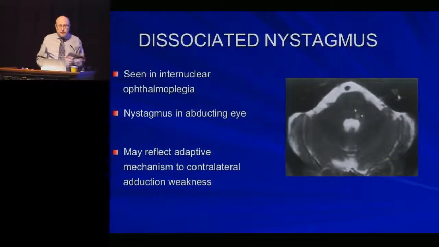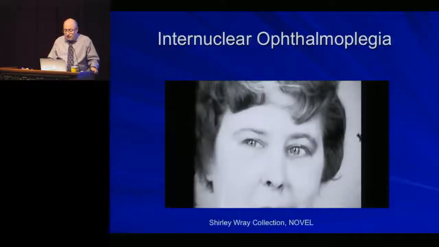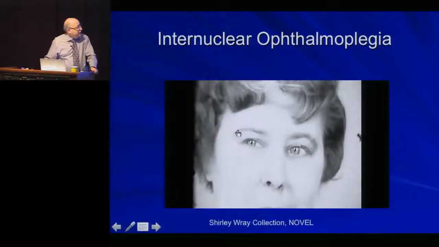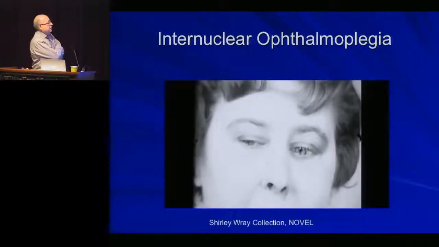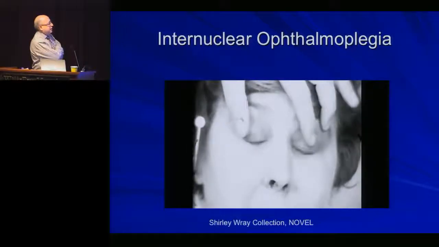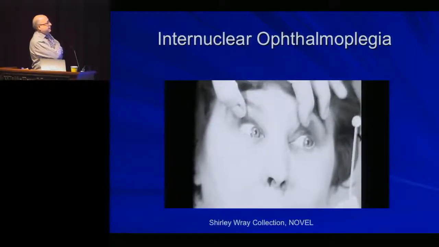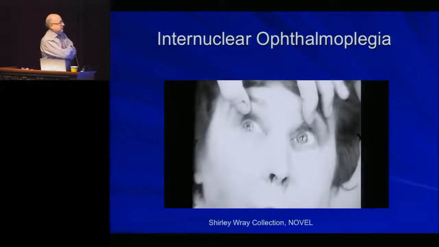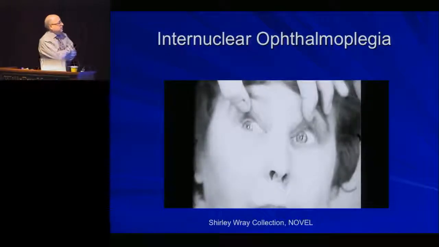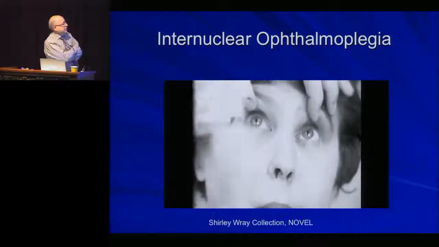Dissociated nystagmus, you're all familiar with. This is an INO. One eye has an abducting nystagmus, the other one's not doing it. It may reflect an adaptive mechanism to the contralateral adduction weakness. Again, from the Novel website, this is Shirley Ray's collection. Here's a patient with MS with a bilateral INO. We saw a patient like this yesterday in NeuroOpht. Adduction deficit in each eye, abducting nystagmus in the other eye. So there's the left INO. The other direction we see the right INO.